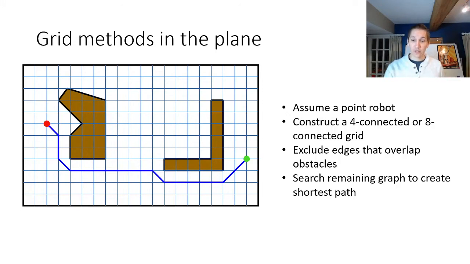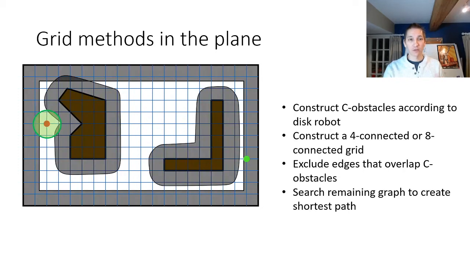If we wanted to then extend this to a disk robot, we can construct the C obstacles. We could then eliminate all of the edges that overlap one of the C obstacles, and then we could search the remaining graph to create the shortest path. As you can see in this case, we're actually going to be unable to reach the target because the target is actually in the C obstacle region of the boundary of this space.